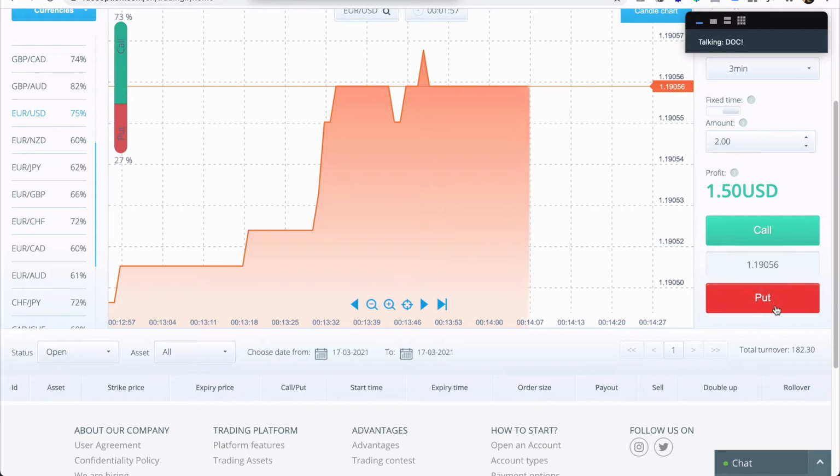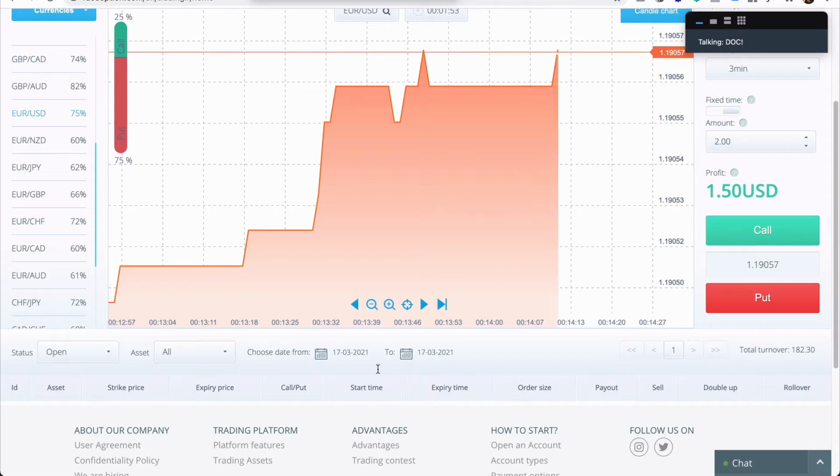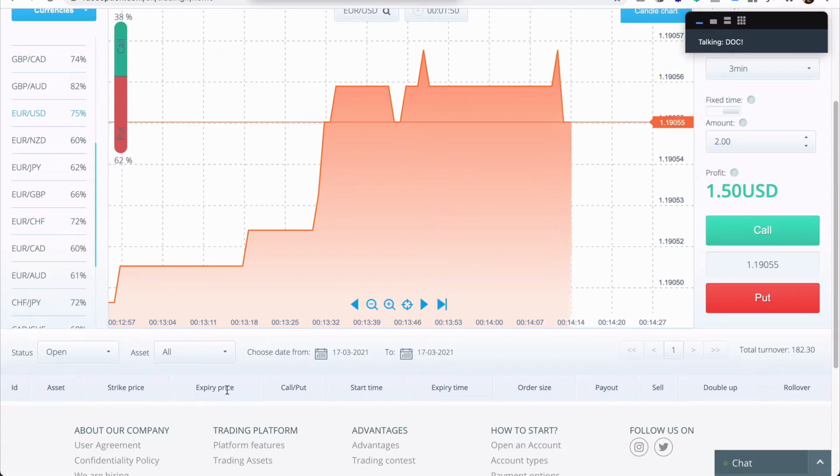The minute you press this button, everything is registered down here. If you can see the asset, the strike price, expiry price, all of that.